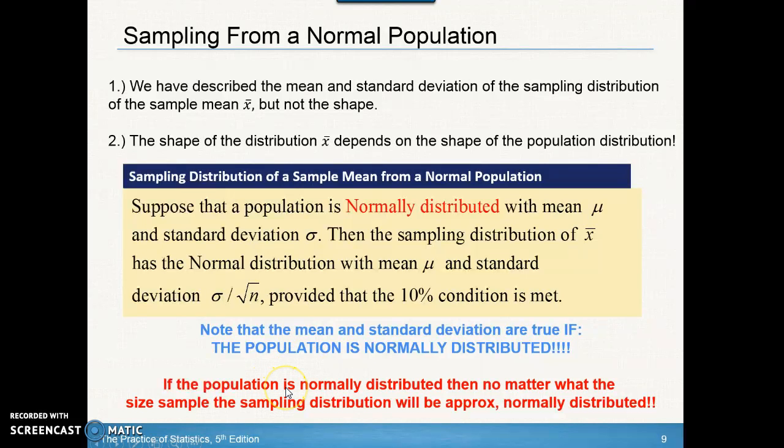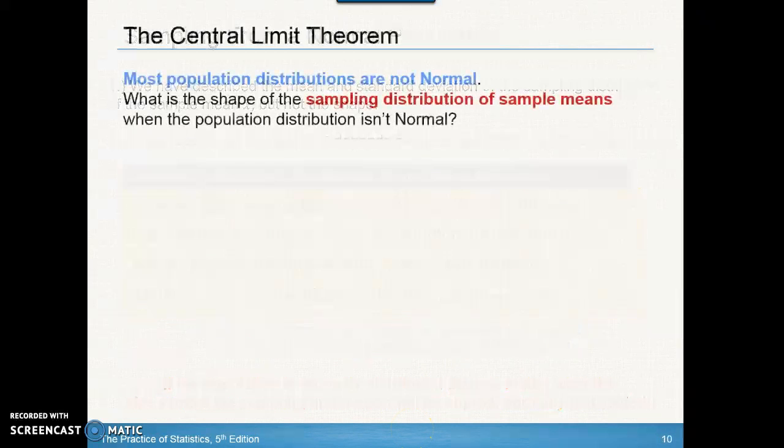If the population is normally distributed, no matter what the sample size, the sampling distribution will be approximately normally distributed. So if the population is normally distributed, and I take simple random samples of size 5, find the average, or simple random samples of size 25, or 100, or 3, or whatever, then the sampling distribution will always be approximately normally distributed. Now, what is the shape of the sampling distribution of sample means when the population isn't normal? Because it's not always going to be normal.